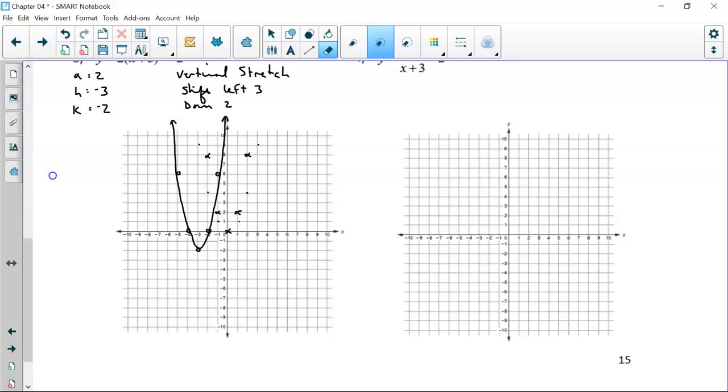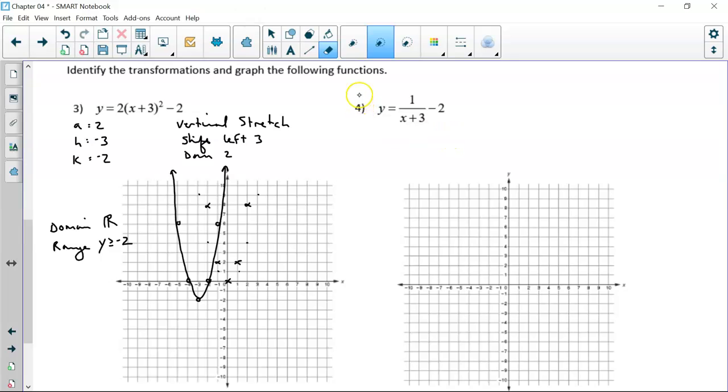And just real quick, our domain, all real numbers, and our range, y is greater than or equal to negative 2. There's our graph. There's our transformations. I got the anchor points from the previous page, which you should print out.